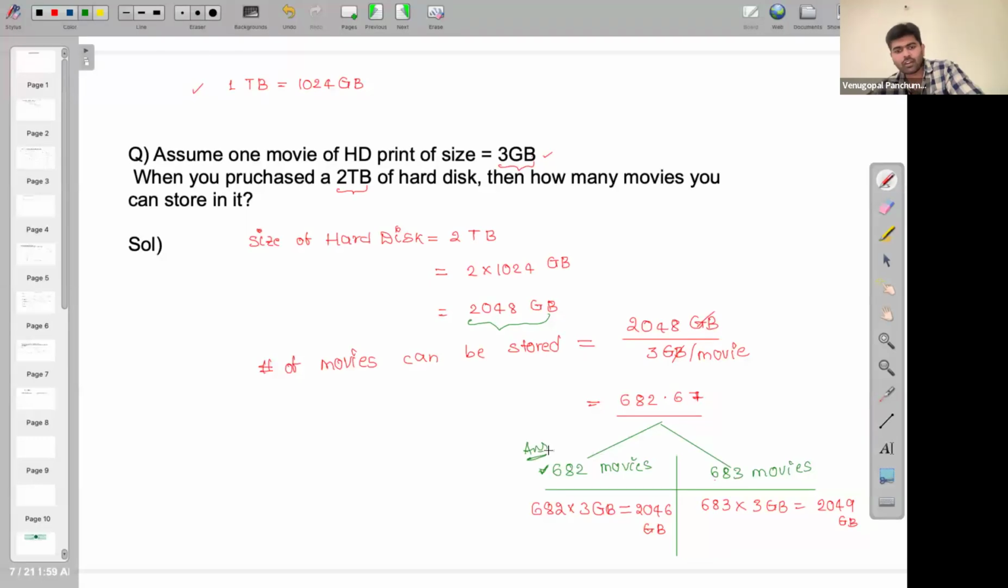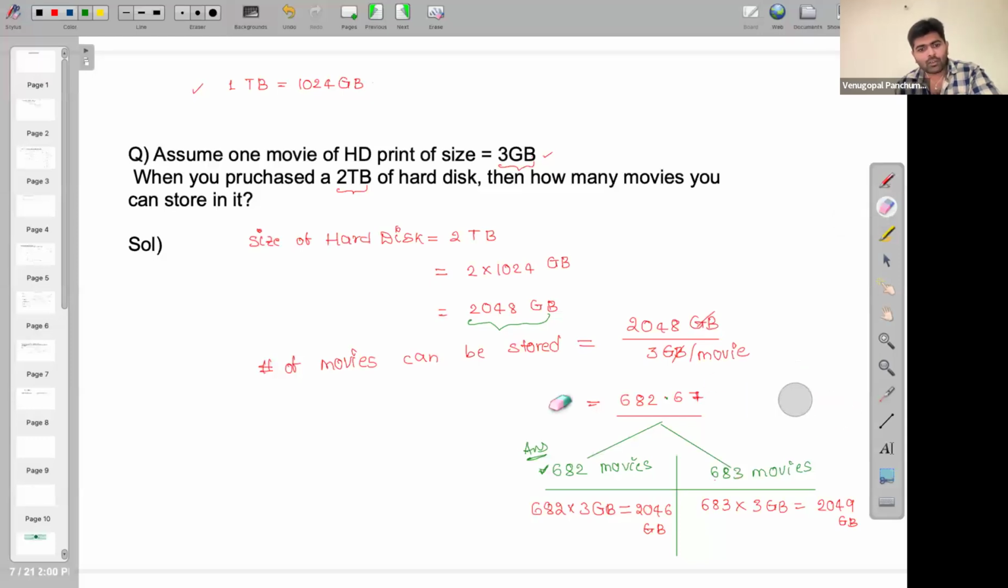So understood, friends, everyone? Why 683 is not the answer? Even though 682.67 movies you can store, you can store only 0.67 part of the movie. You cannot store the complete movie. So the rounded figure cannot be bigger, it should be smaller only. This is what you call floor and ceil. These topics have been covered for you, floor, comma, ceil, in coding.